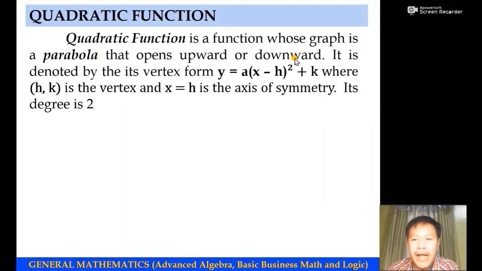The same thing will be encountered with the parabola opening to the left. There are 2 points of intersection between the parabola and the vertical line. Therefore, it is not a function. We are only referring to the parabola opening upward and the parabola opening downward. A quadratic function is denoted by the vertex form: y is equal to a quantity x minus h, quantity squared, plus k, where h and k is the vertex, and x is equal to h is the axis of symmetry.